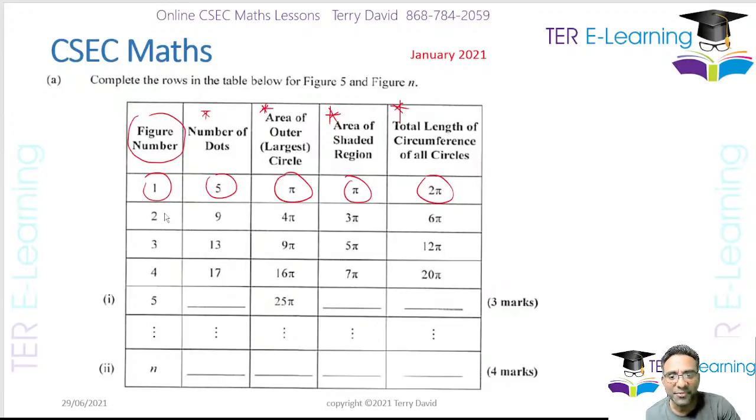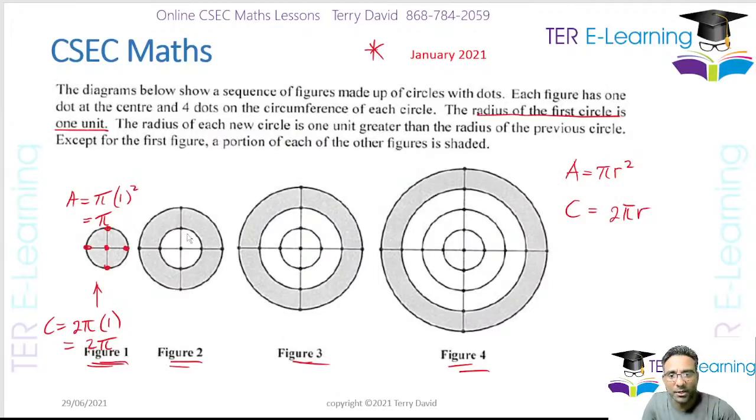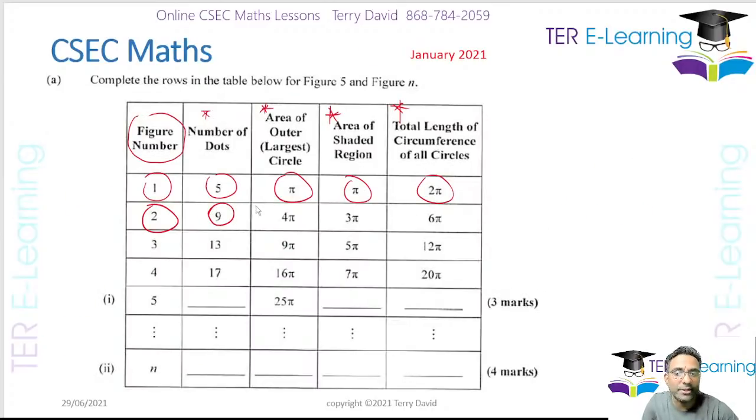So in the second figure, let's try to understand the second figure. Make sure we understand how to get the numbers, because you need to understand how they get to the numbers. In the second figure, you have 1, 2, 3, 4, 5, 6, 7, 8, 9 dots. That's how they get 9 dots.